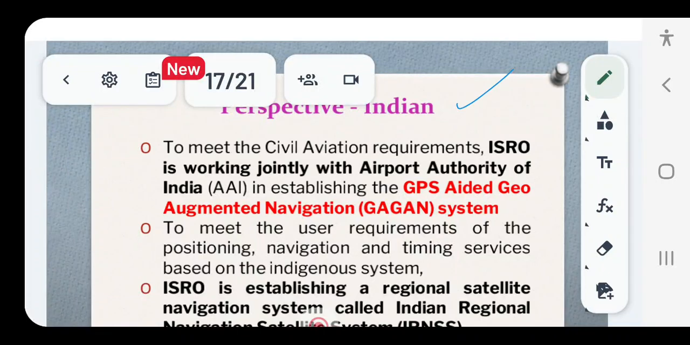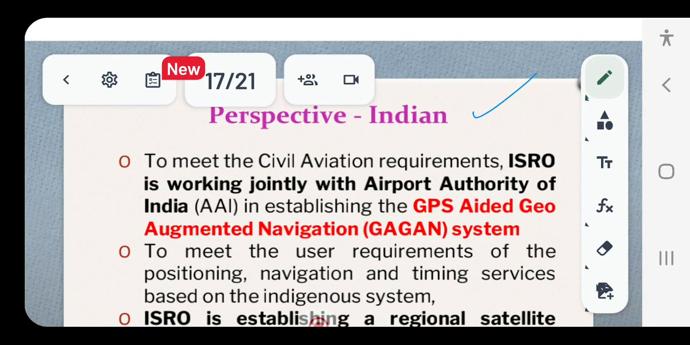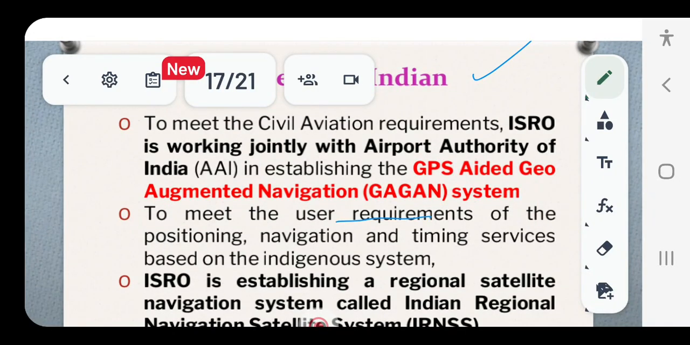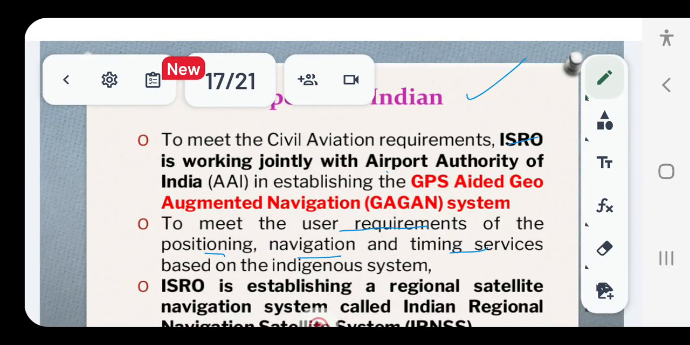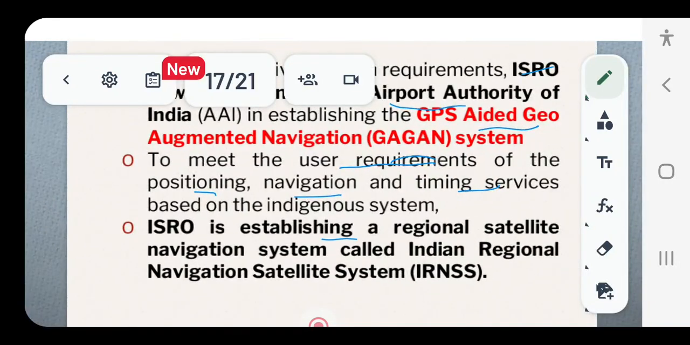Now, GPS was developed and maintained by the USA. Now, from the Indian perspective, what are the things that are in development to satisfy this user requirement regarding position, navigation and timing services? ISRO and Airport Authority of India have established the Gagan system. Gagan is nothing but GPS Aided Geo-Augmented Navigation system, and ISRO is also establishing a regional satellite navigation system called Indian Regional Navigation Satellite System.